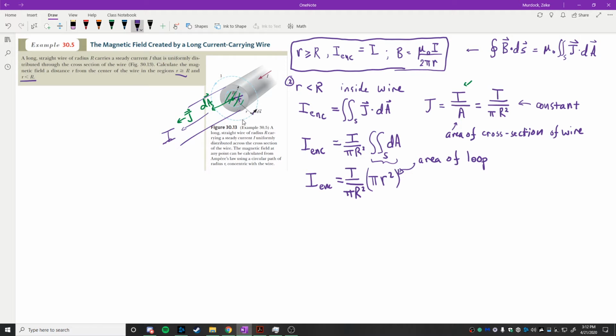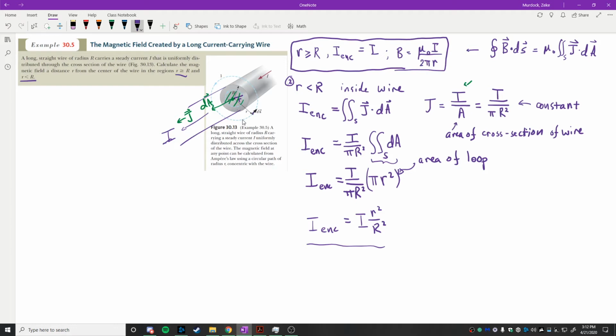So we can simplify that by canceling pi's to get that I enclosed is equal to big I times little r squared divided by big R squared. It's effectively the fraction of the area, right? This is the fraction of the total area. Pi r squared over pi big R squared is the fraction of the total area enclosed by the loop. And that represents what I enclosed is in this case.